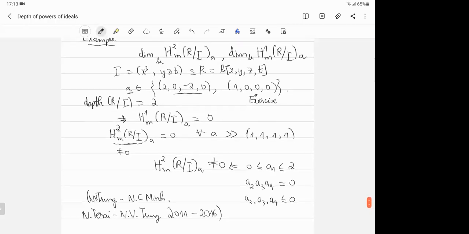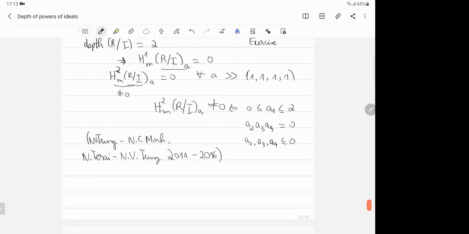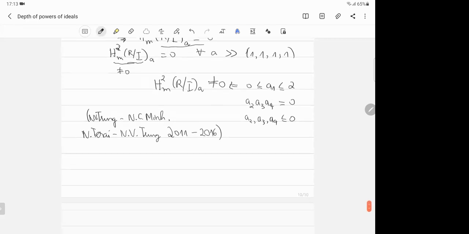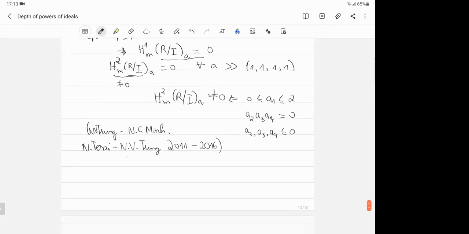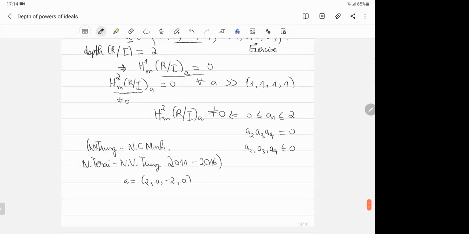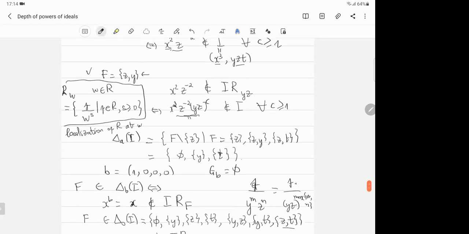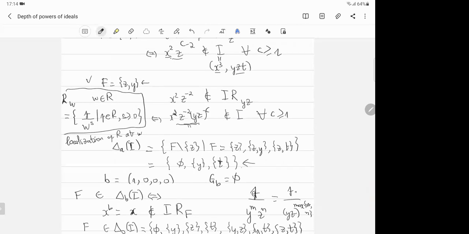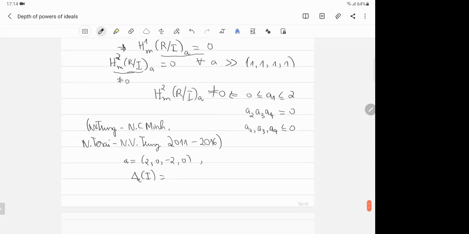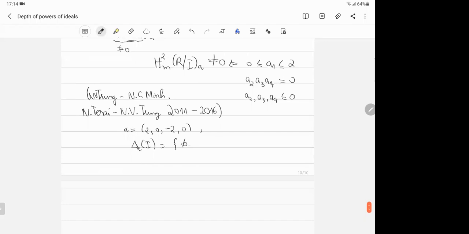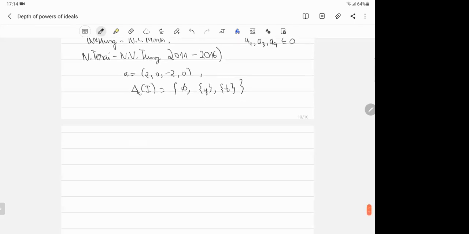Okay, so let us try to compute this using Takayama, where now our A is 2, 0, minus 2, 0. So as above, we have computed this. This is our delta A. The degree complex in this case is the complex on x, y, and t, and the negative support is as given.